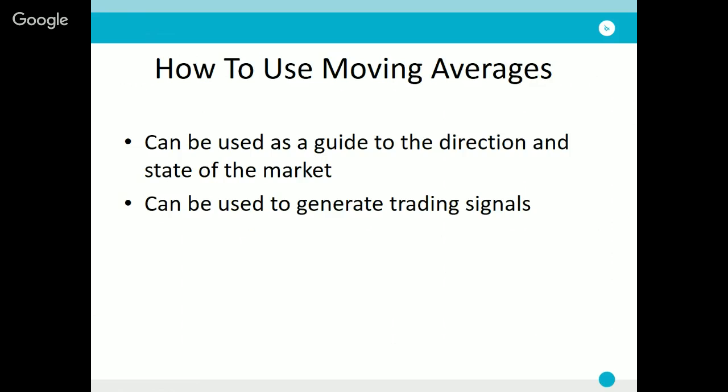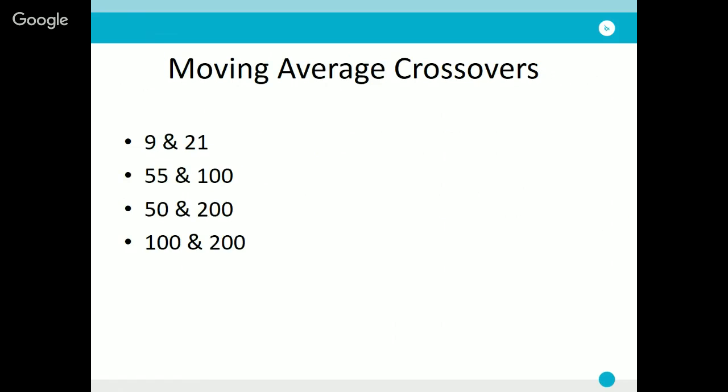So what are some of these moving average crossovers that you might come across? Well, obviously there are hundreds of different combinations that you can employ, and again I advise you to do exactly that, to play around with the MAs yourself and find settings that you like. But to get you started, some of the most common ones that you'll come across are the 9 and 21 day crossover, the 55 and 100 day crossover, the 50 and 200 day crossover, and the 100 and 200 day crossover. So let's take a look at examples of these and talk about what we're seeing.